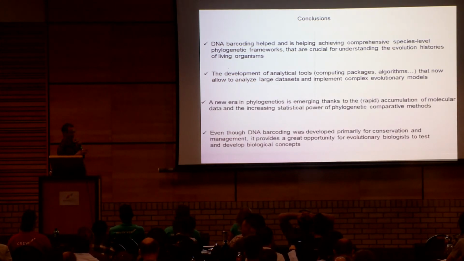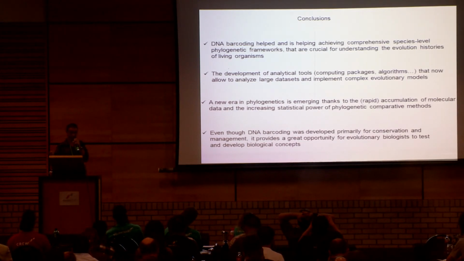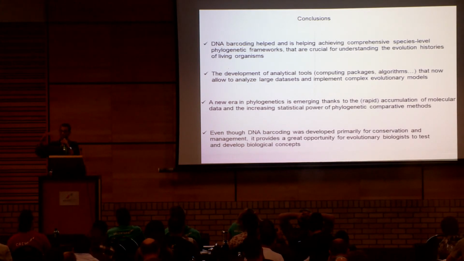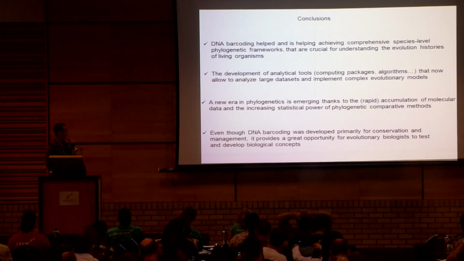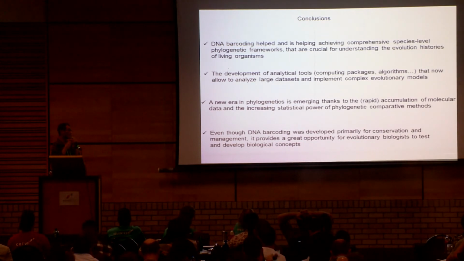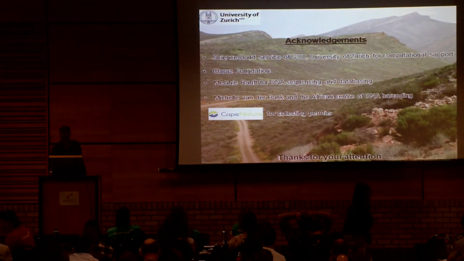And when I talk about the new era, I think that with the accumulation of molecular data and the statistical power we're gaining, little by little, it's a long process, we may actually disentangle some of the complexity of evolution as a whole. And even though DNA barcoding is used in forensics, in international trade regulations, et cetera, for us evolutionary biologists, it's a great opportunity. Thank you very much.